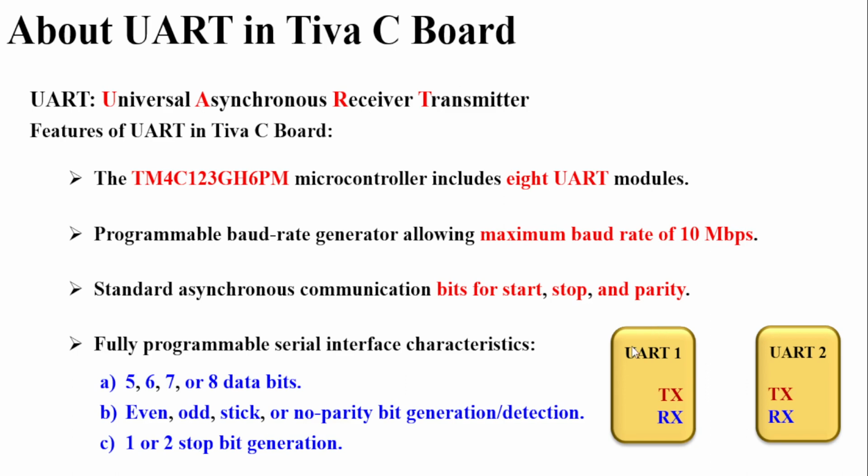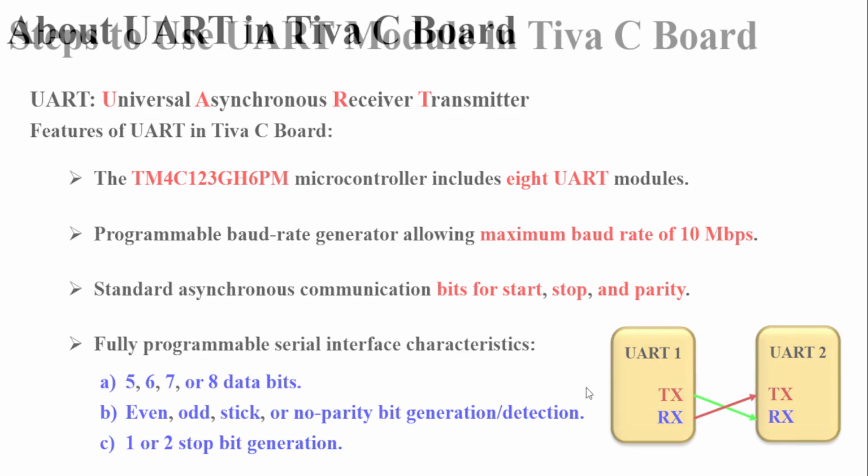Now coming to the physical connection, suppose you have 2 UART modules. Then the transmitter pin of the first UART module should be connected to the receiver pin of the second UART module, and similarly the receiver pin of the first UART module should be connected to the transmitter pin of the second UART module. So therefore UART communication is a 2-pin communication. We need only 2 pins for the communication using UART modules.